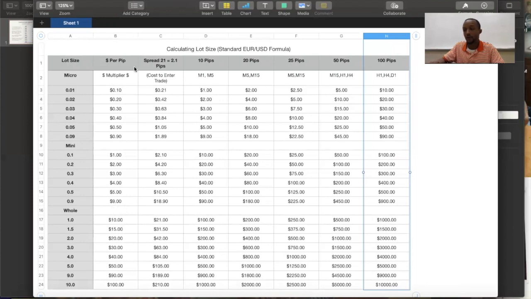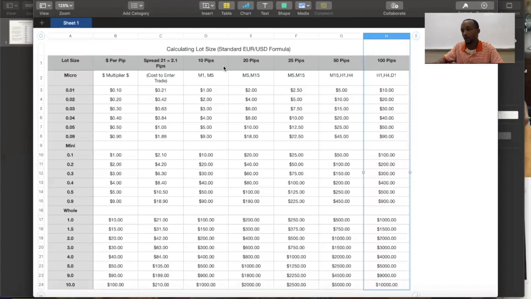So if you're using this math in your head when you enter your orders, you'll at least have some idea of how much that trade is going to be worth without having to take a bunch of time to do the math. And you can see how it adds up. 10 pips, 20 pips, 25 pips, 50 pips, 100 pips.